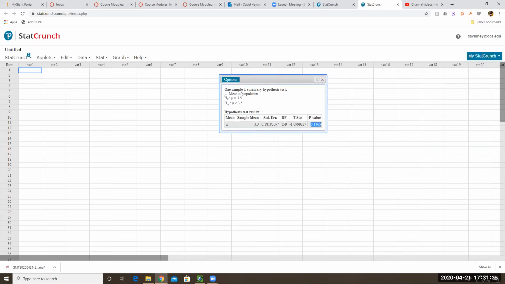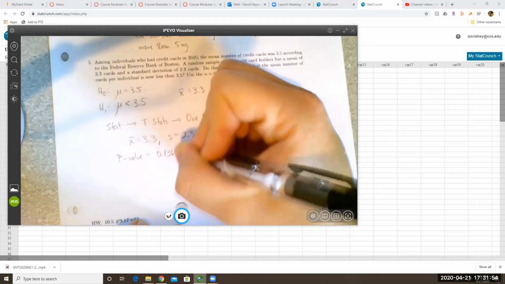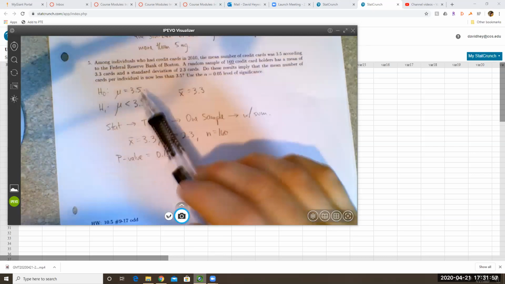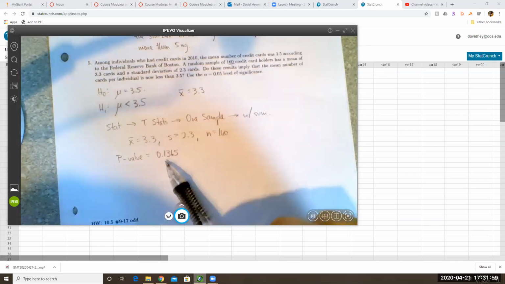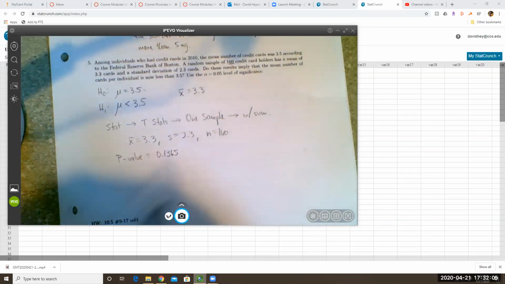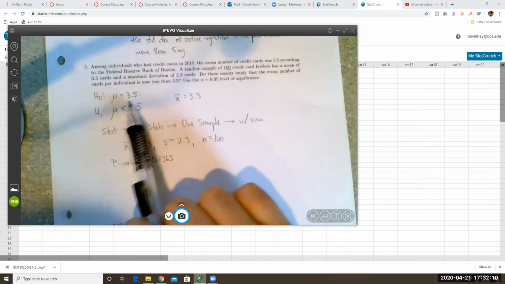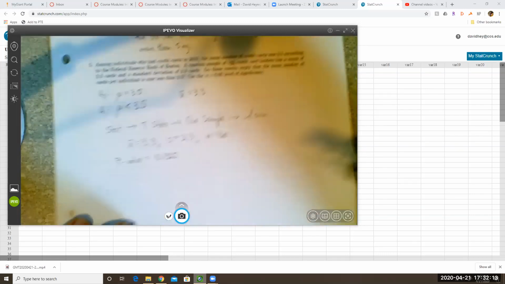Okay, so there's our p-value, 0.1365. Not quite good enough to reject the null hypothesis, right? So let's write that down, 0.1365. In other words, if we assume that the true mean is 3.5, then there's still a 13.65% chance that we would get a sample mean of 3.3. That's fairly likely. So it doesn't cast any doubt whatsoever on this assumption. So we're not going to reject it, right?